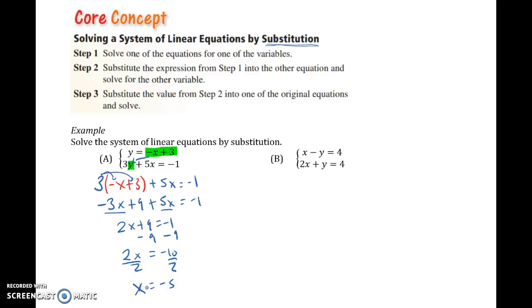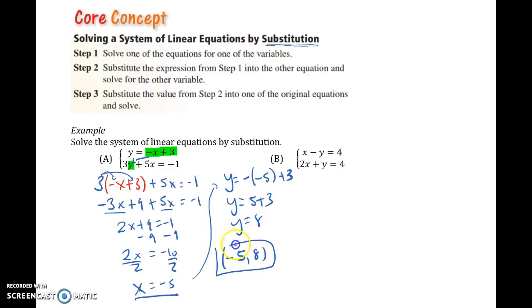And remember, our solution should be where the two lines intersect. So don't just stop with the x, but now let's go ahead and figure out the y value. And we can use that first equation, since y is already all by itself, to solve for y. So once I know x is negative 5, I'm going to plug it in to find y. So it's the negative of negative 5 plus 3. So it's going to be positive 5 plus 3, which is 8. So my solution should be the point negative 5, 8. And that's how substitution works.